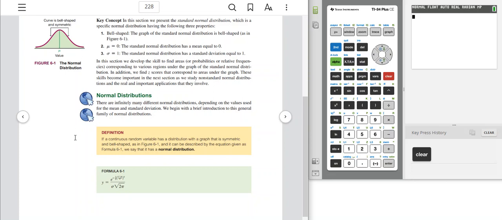the shape of this curve. Just like in algebra, you learn formulas for a straight line or formulas for a parabola, equations for different types of polynomials. Well, this is the equation for this curve.